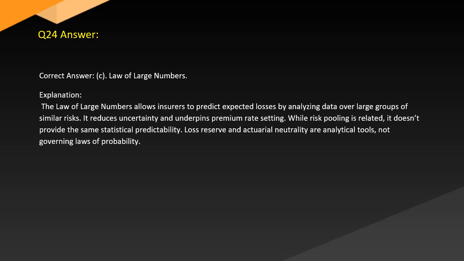Explanation. The law of large numbers allows insurers to predict expected losses by analyzing data over large groups of similar risks. It reduces uncertainty and underpins premium rate setting. While risk pooling is related, it doesn't provide the same statistical predictability. Loss reserve and actuarial neutrality are analytical tools, not governing laws of probability.